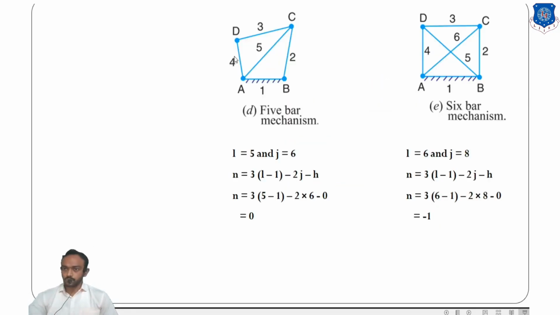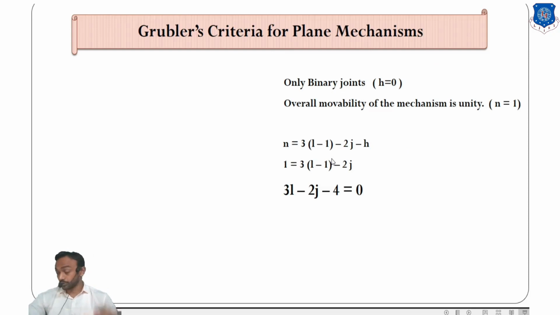The next formula is the Grubler criterion. It is a formula only for some particular mechanisms. The criterion is that it is only for binary joints, meaning the higher pair is equal to 0, h is equal to 0, and h will be eliminated.